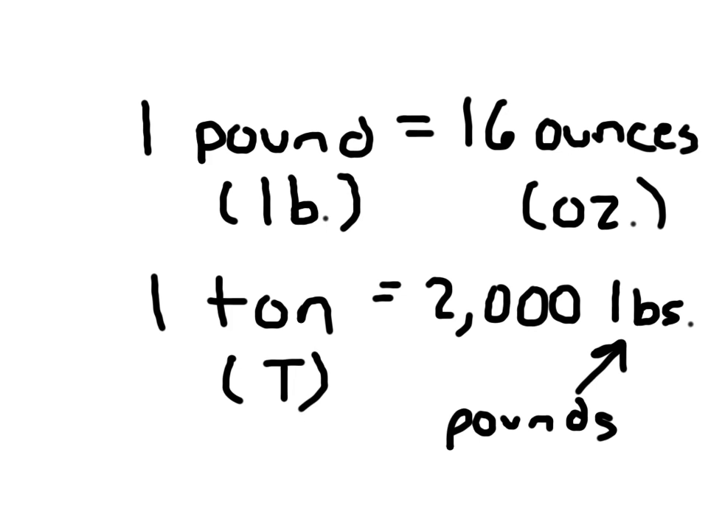Please go ahead and hit pause and copy these down. 1 pound equals 16 ounces, 1 ton equals 2,000 pounds. You also want to write down the abbreviations if you did not do so already.